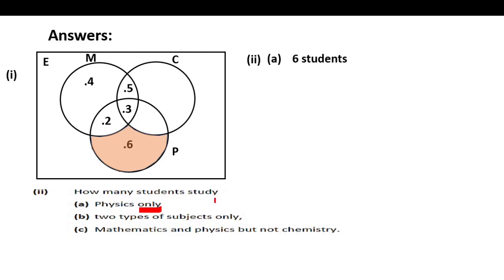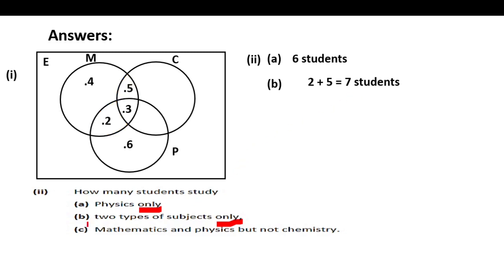Then B says, how many students study 2 types of subjects only? So only is a condition. They shouldn't study more than 2 types of subjects. So where are they? They're supposed to be here. These here study 2 subjects only, mathematics and physics. And these here study 2 subjects only, mathematics and chemistry. So how many are they altogether? Is to add 5 plus 2, which gives us 7 students.